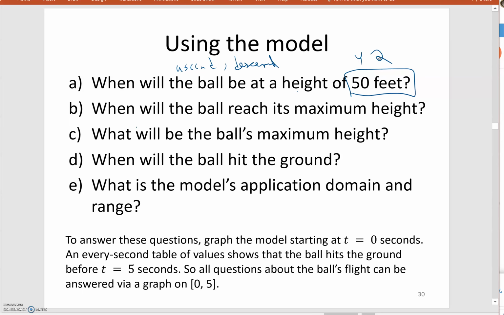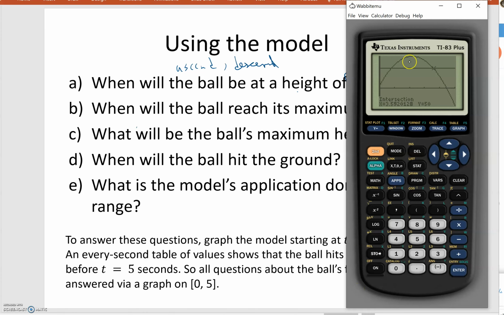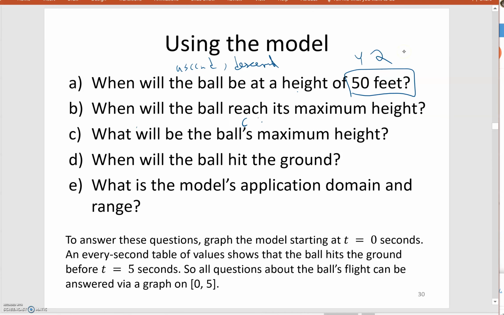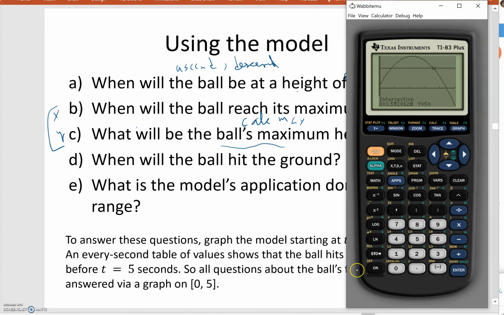What about question B? When will the ball reach its maximum height? Okay, so the maximum height is a calc max question. And what will be the ball's maximum height? That's also basically another calc max question. This is just essentially the x coordinate and the y coordinate of the maximum point. So to answer both of those, we just need to go to calc maximum.